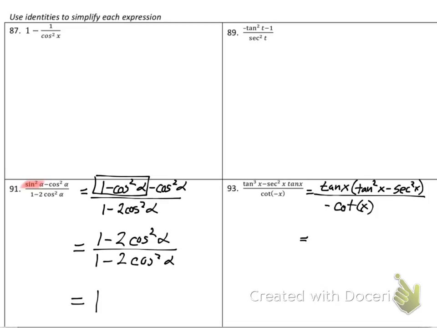So this is just going to equal negative tangent x over negative cotangent x. It turns to a positive, so we have tan x over cotangent x, and cotangent is just 1 over tangent x. Using keep, change, flip, or multiply by the reciprocal, I keep tangent, change to multiplication, flip this so this tangent comes up here, and our final answer would be tangent squared x.